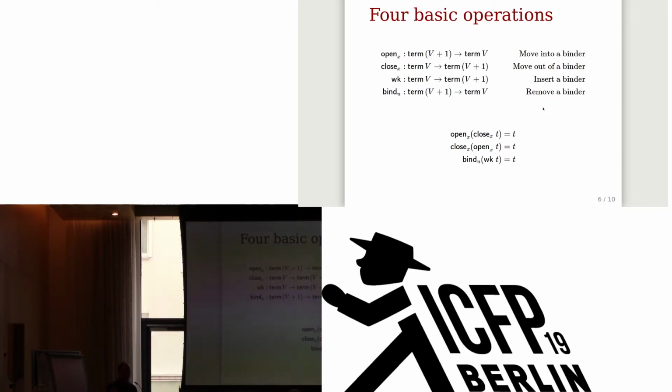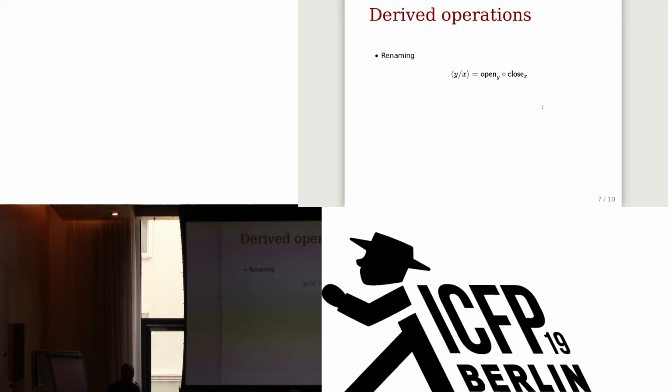So from these, we can build various derived operations. So we can rename the variable x to the variable y. That's just we close x, take all the occurrences of x, make them be variable 0, and then we open it up again with a different name.